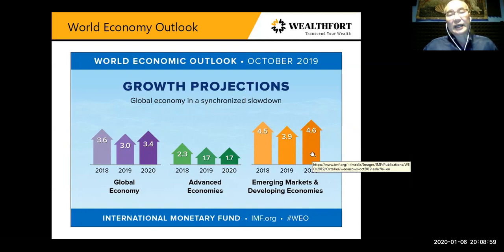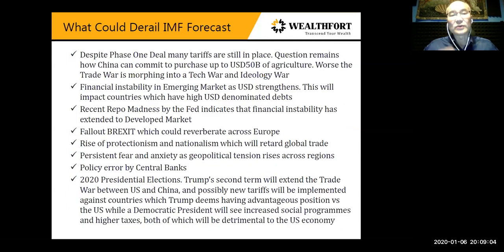But is the IMF painting a very rosy picture? So this is what I think. Now, the IMF forecast is always based on best case scenarios. And as far as we know, the situation is really not so good. Despite the phase one deal, many tariffs are still in place. So the question remains how China can commit to purchase up to $50 billion worth of agriculture from the US. Worse, the trade war is morphing into a tech war and an ideology war.